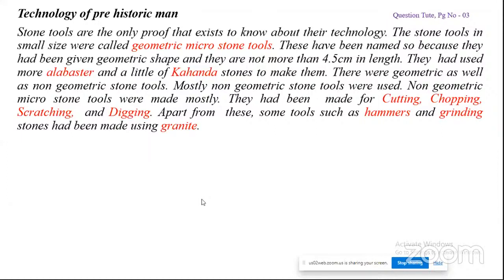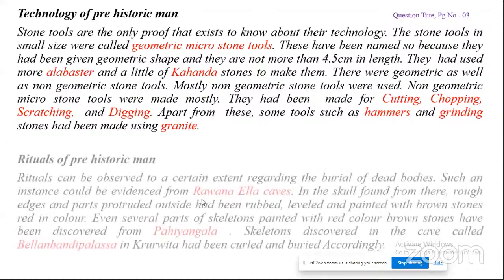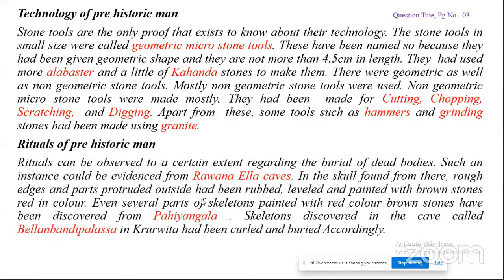Mostly non-geometric stone tools were used. Non-geometric microstone tools were made mostly. They had been made for cutting, chopping, scratching, and digging. Apart from these, some tools such as hammers and grinding stones had been made using granite. So if you want, even a fourth heading can be given. That's about the rituals of prehistoric men.